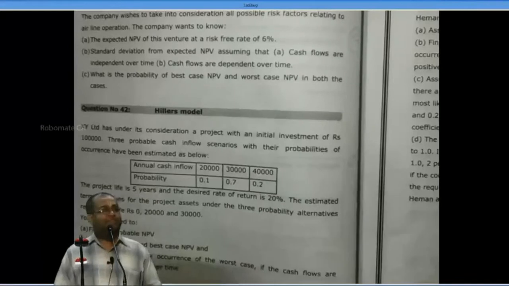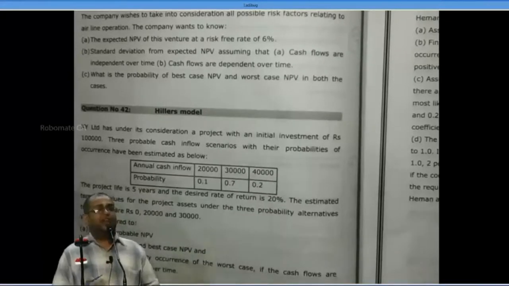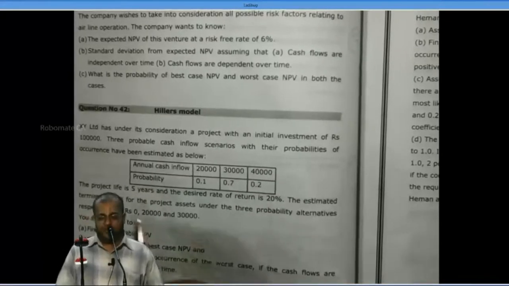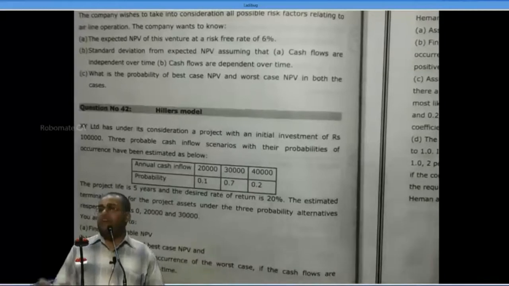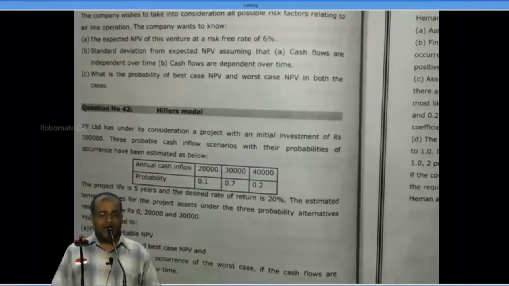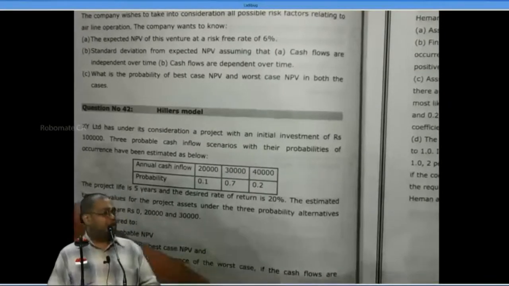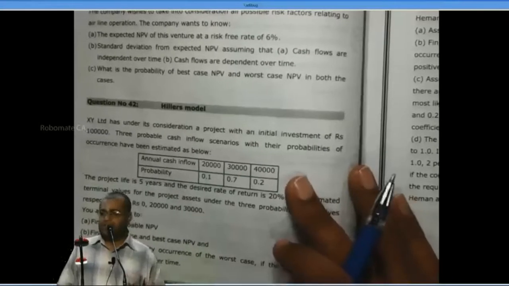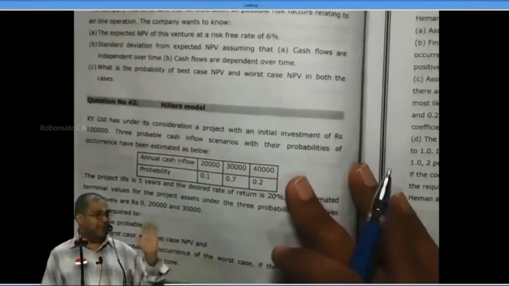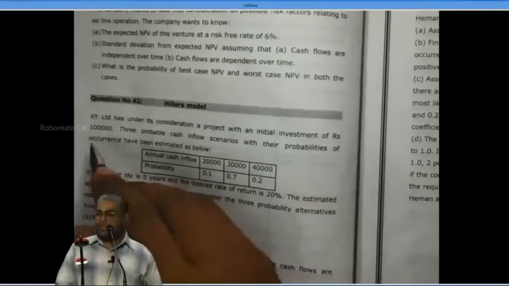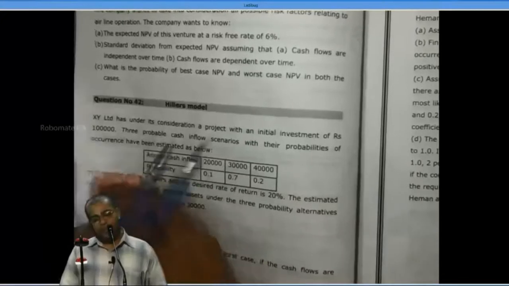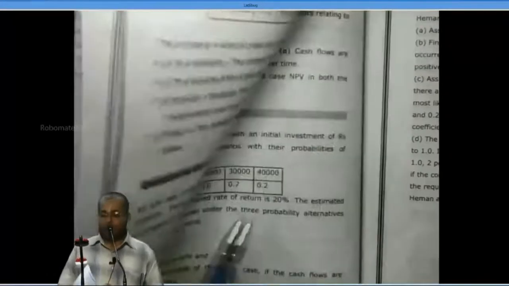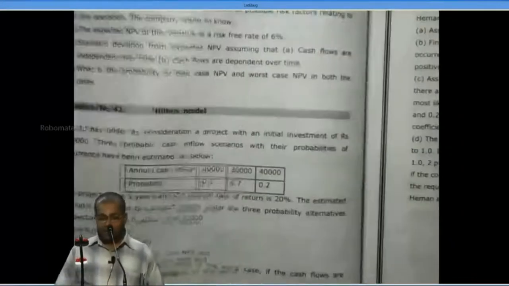Very simple question. It does not even ask you to find the standard deviation. Respond yes or no. This question is very similar to question number 43 data wise, and they also do not ask such an elaborate question. They simply ask you to find the best case, worst case and their probabilities. Everybody understood or not? Can I give question number 42 as homework or not? With this we complete Hiller's model, namely 41, 42 and then what?